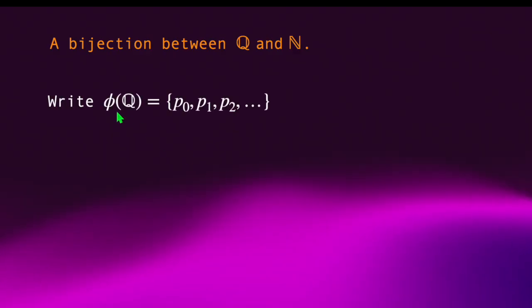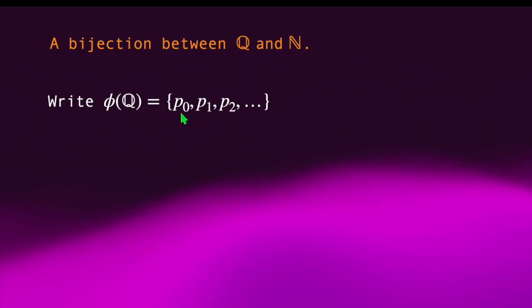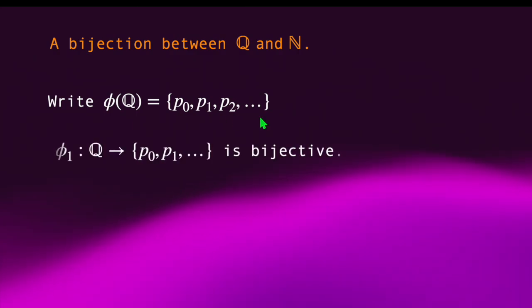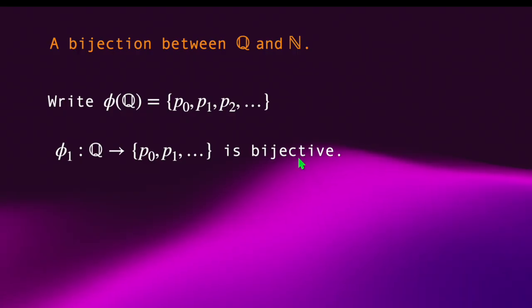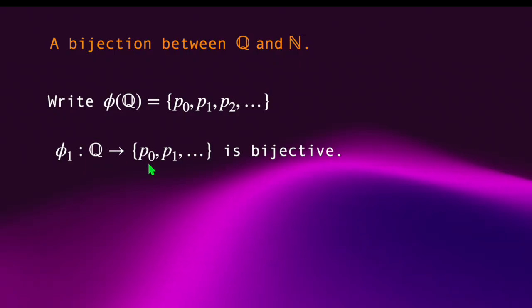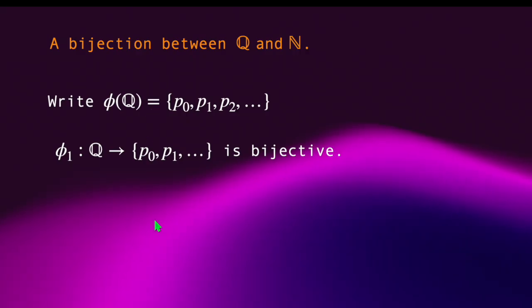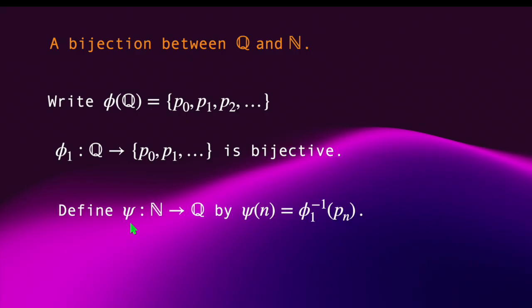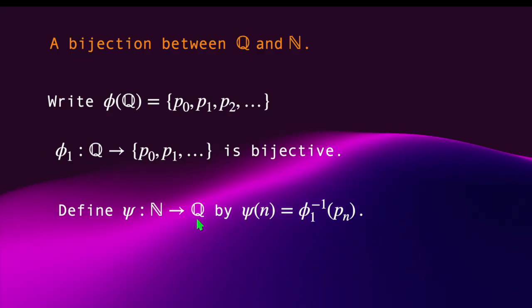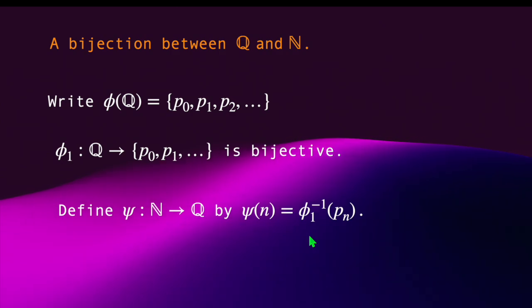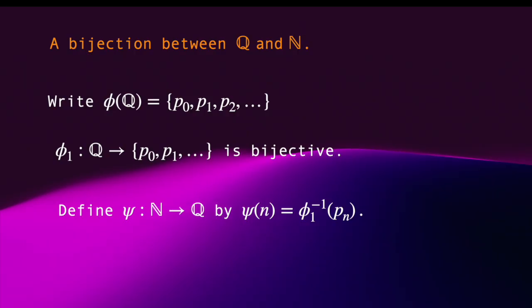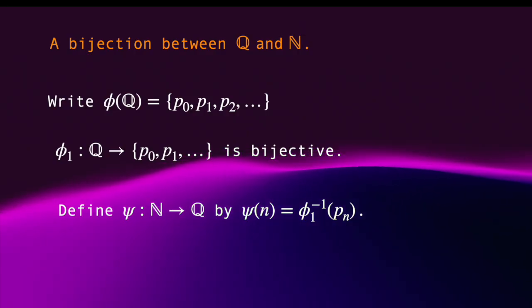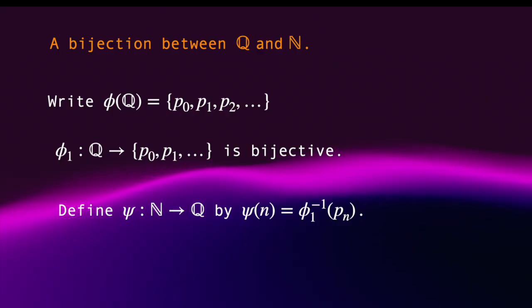So we can write the image of Q as an increasing sequence p0, p1, p2, and this map from Q to this set is bijective, because phi is injective, and here we take the image, and we can define psi from natural numbers to rational numbers by this formula, and we get that there is a bijection between rational numbers and natural numbers, and we are done.